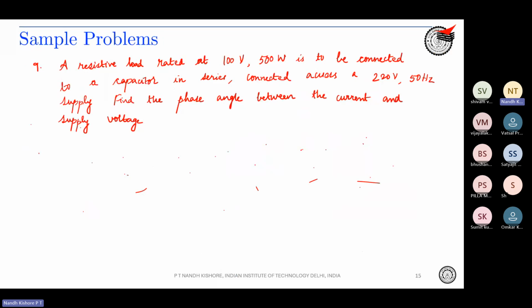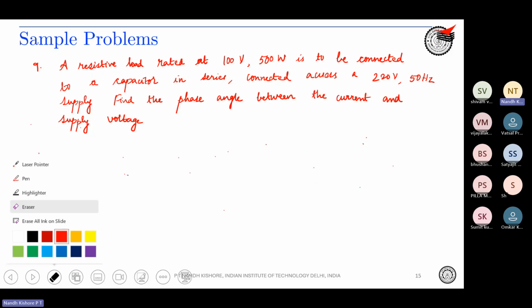Okay, so how do we attempt this? They have not given anything about the capacitor, right? So a resistive load rated at 100 volts, 500 watt is to be connected. So they have given the value of the resistance indirectly, right? They have given the voltage and the wattage rating, right? Nothing about the capacitor, but they have given the total supply voltage. Okay. So how do we find out the phase angle?